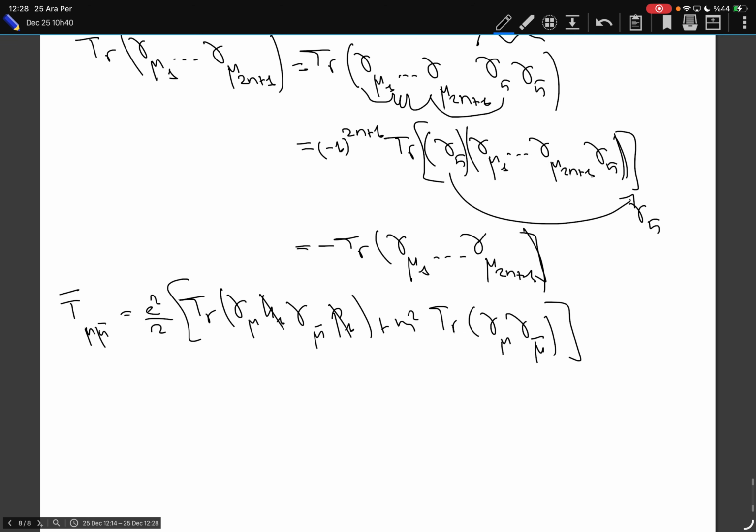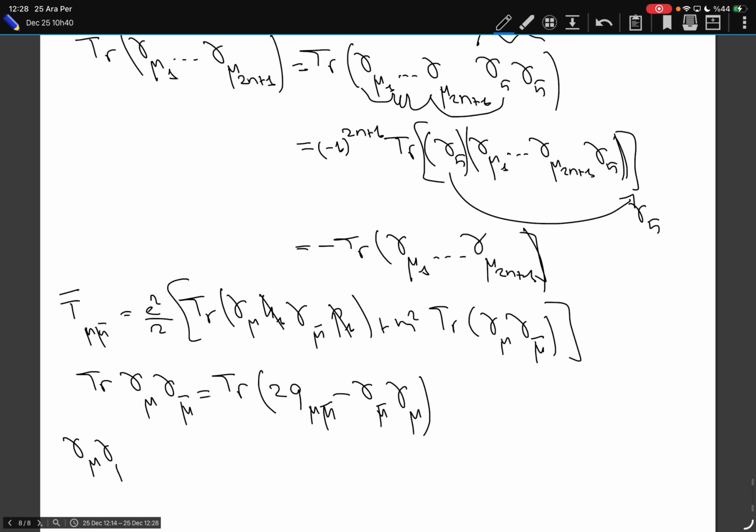Now what are these traces? Well, let's start with the trace of γ^μ γ^μ̄. This is equal to the trace of 2g^μμ̄ minus γ^μ̄ γ^μ. Why? Because γ^μ γ^μ̄ plus γ^μ̄ γ^μ is equal to 2g^μμ̄. This is my Dirac algebra. This is equal to 2g^μμ̄. Remember, g^μμ̄ is just 0, 1, or minus 1, so I can take it out of the trace. What remains is the identity. The trace of the 4 by 4 identity is 4.